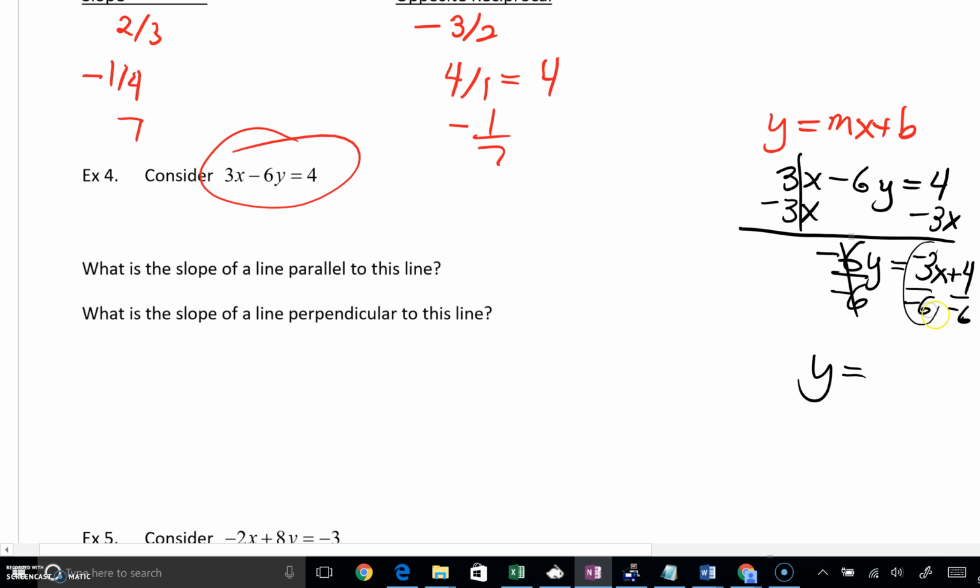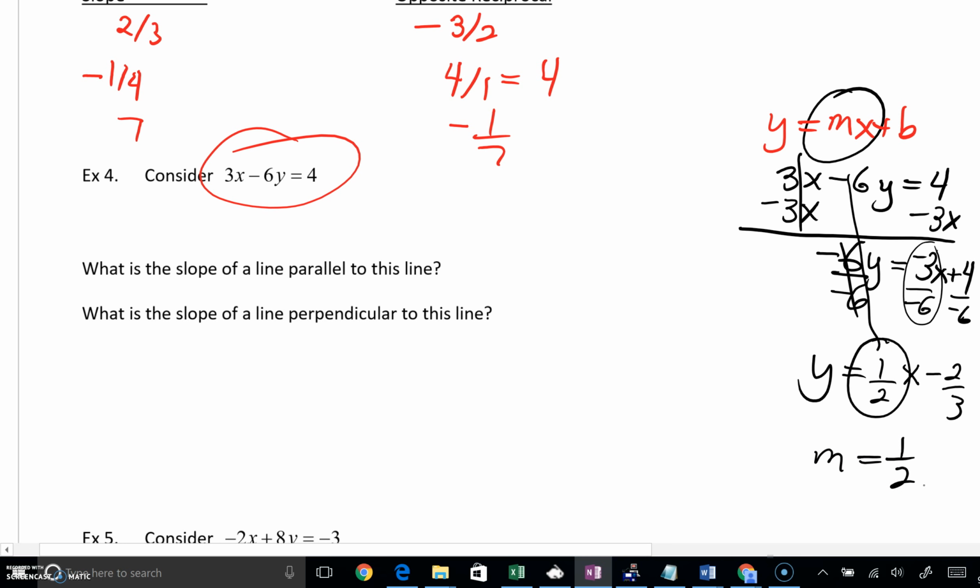-3 over -6. You could use your calculator to reduce it. I hope you don't need to. A negative over a negative is a positive. 3 over 6 becomes 1/2. 4 over 6, well, it's a negative. You'll have a negative answer. Okay, but tell me about the slope. What's the slope here? 1/2, right? It's the number in front of x.